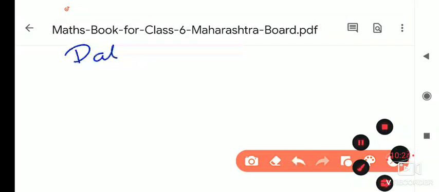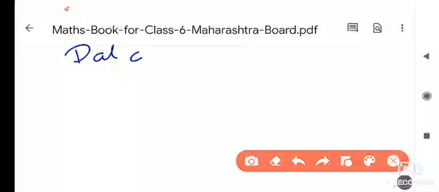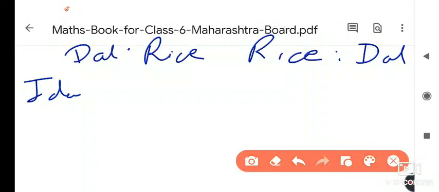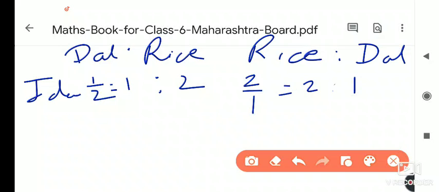Dal is to rice, the proportion is different. Dal is to rice or rice is to dal. Okay, so for idli, which proportion had she taken? 1 cup of dal, 2 cups of rice, meaning 1 upon 2 is the ratio. Compared to rice is to dal, 2 upon 1, meaning 2 is to 1. It is the same thing, but the position of the numbers is changing here.